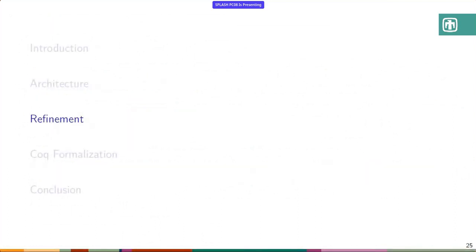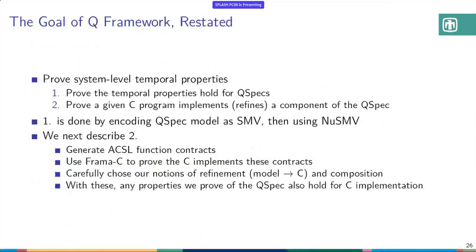So now I'll talk a little bit about our refinement argument, and to state again the goal of the Q framework. Our goal is to prove system-level temporal properties about asynchronously interacting components. First, we prove that the properties hold for the Q specs, which are our internal state machine representation. Then we prove a given C program implements or refines a component of the Q spec. I've talked about step 1, and we use NuSMV for this.